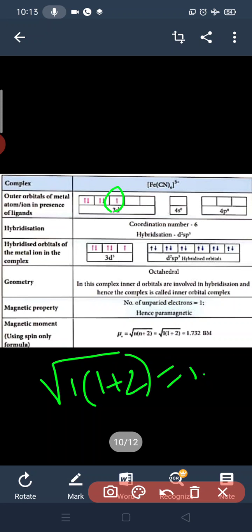So for the magnetic moment you have to substitute in this formula: root of n into n plus 2. With n equal to 1, 1 into 1 plus 2, you will get the answer as 1.732 Bohr magneton. So this is the magnetic moment. Is it clear?